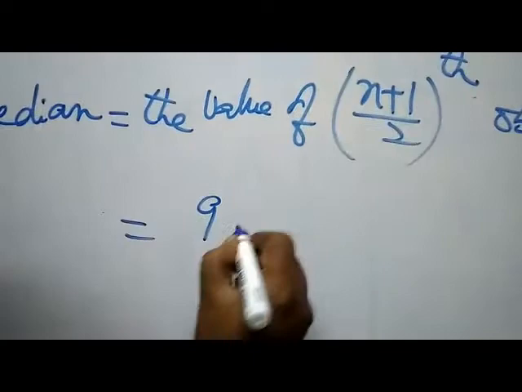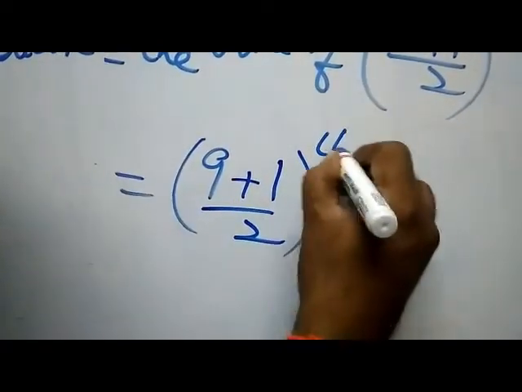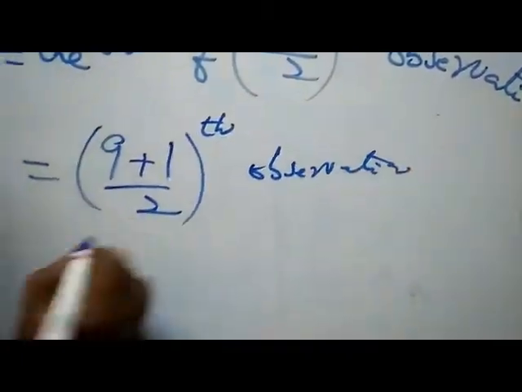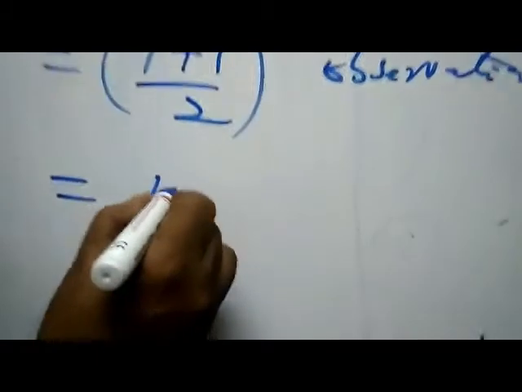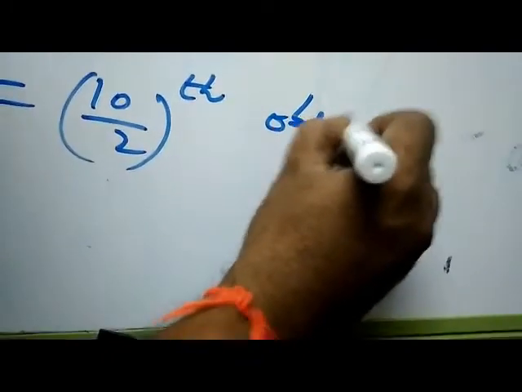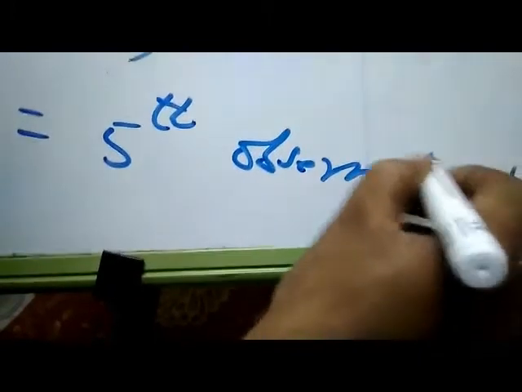Substituting n equal to 9, we get the (9 plus 1) by 2th observation. That is nothing but 10 by 2th observation. So what is 10 by 2? The fifth observation. What is the fifth observation? Let us check.